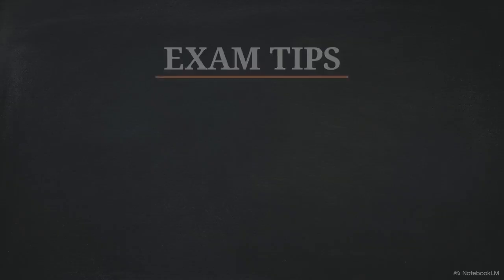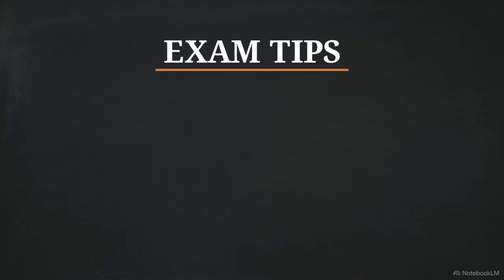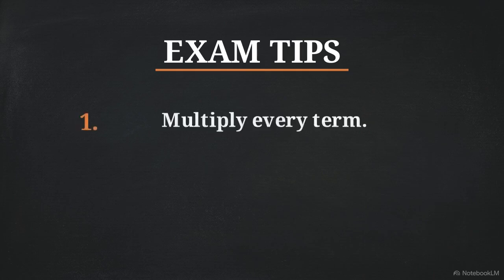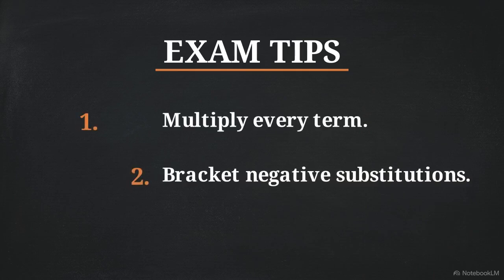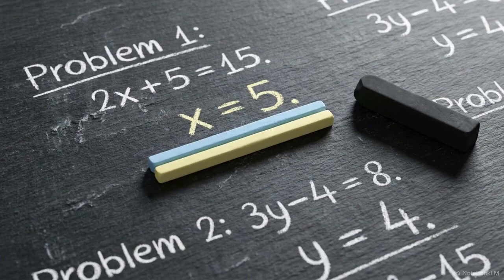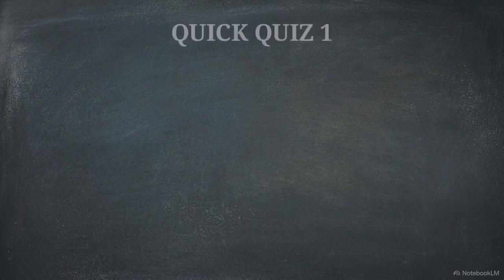When you face simultaneous equations on exam day, follow these 3 rules. Multiply every single term when balancing, always bracket your negative substitutions, and watch out for those double negatives. Plugging your answers back into the original setup provides absolute mathematical proof that your methodology is flawless before you even turn in the paper. Let's lock this in with a quick quiz.